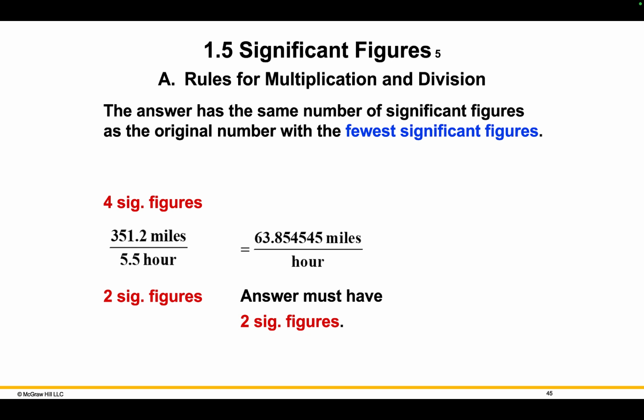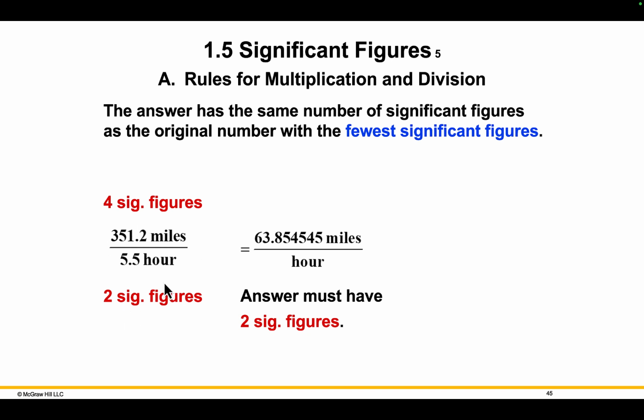When we're multiplying and dividing, on the other hand, you're going to go with the fewest number of significant figures in your whole original numbers. And so if we look at this problem where we're looking at 351.2 miles in 5.5 hours, if we want to calculate what that speed is by coming up with miles per hour, we need to count how many significant figures are in each of these numbers. So our 351.2 miles has 4 significant figures, 5.5 hours has 2 significant figures, and so what that means is our answer is only going to be allowed to have 2 significant figures.